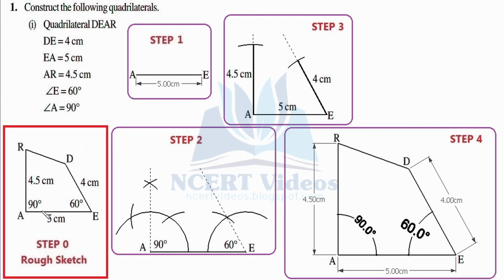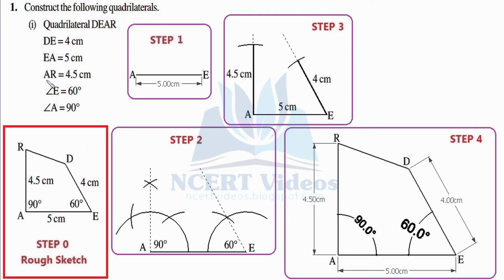So the same hint we can get from our previously constructed line segment AE. Since we are required to construct DEAR, so E and A is here, that means D should come somewhere here. So it will be DEA and R should come somewhere here. So with that idea, now let's check the remaining measurement of line segments. So we have DE equals to 4 cm. So E is here and we have decided D will come somewhere here. So we mark with the help of ruler 4 cm and we construct this line segment DE.